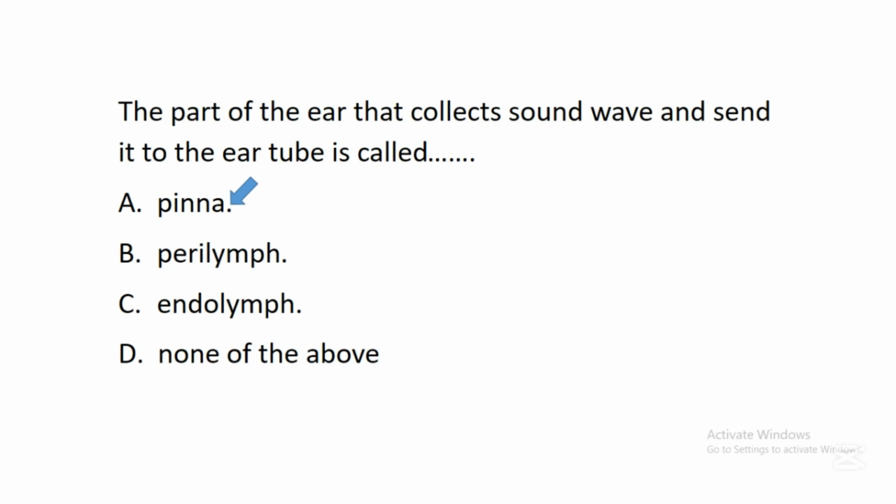Pinna. So pinna is the part of the ear that we can see, the outermost part of the ear, and it helps in collecting sound wave from the environment. When it collects sound wave, it will send it to the ear tube, and from there the sound wave will continue to enter into other parts of the ear until it reaches the final point where it will be sent to the brain for interpretation.